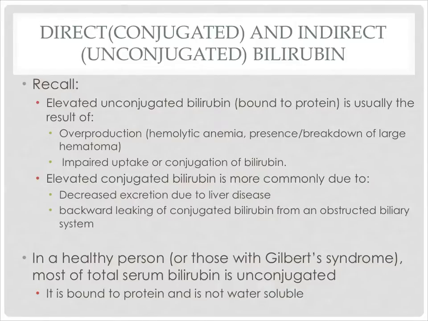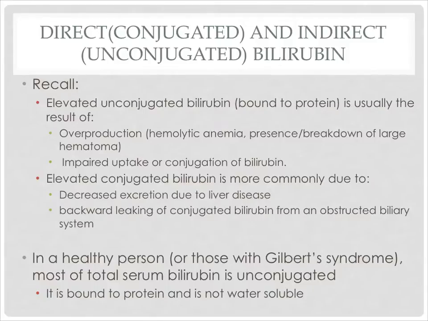Okay? If you have elevated levels of unconjugated bilirubin, well, that's typically the result of overproduction, such as from hemolytic anemia or the breakdown of a large hematoma, or it could be from impaired uptake or actual conjugation of the bilirubin itself.